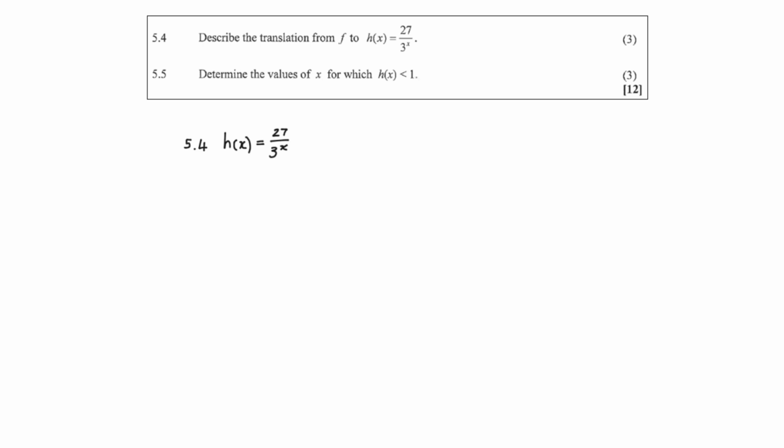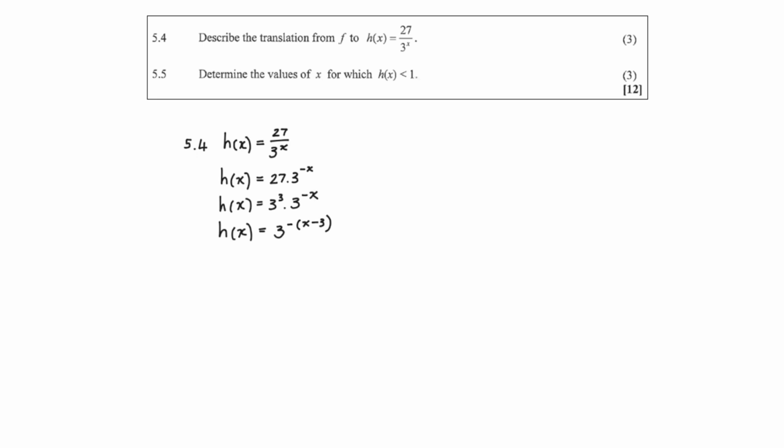Now, first of all, we need to write h(x) in a similar form to f(x). So if we have 27, we can write that as 3 to the power of 3. And the denominator 3 to the power of x can be written as 3 to the power of negative x. And since the bases are the same, we can combine this and write it as 3 to the power of 3 minus x. That can be rewritten as 3 to the power of minus x plus 3. And then 3 to the power of 3 minus x can be rewritten as 3 to the power of minus (x minus 3). Now let's look at the inside of the bracket.